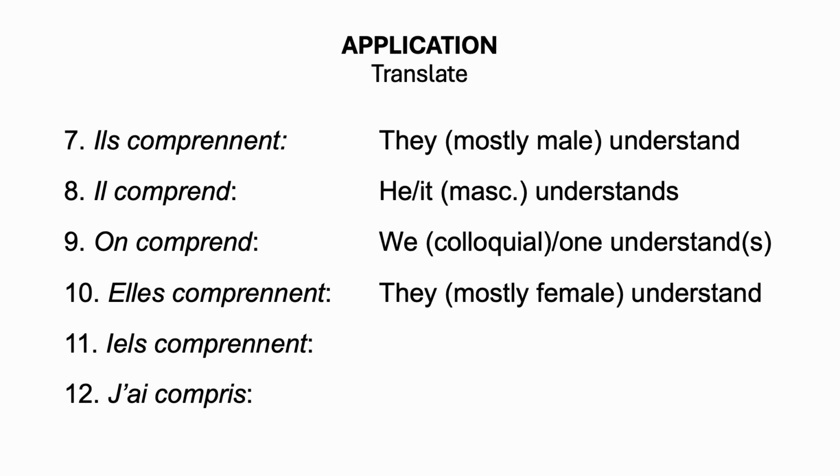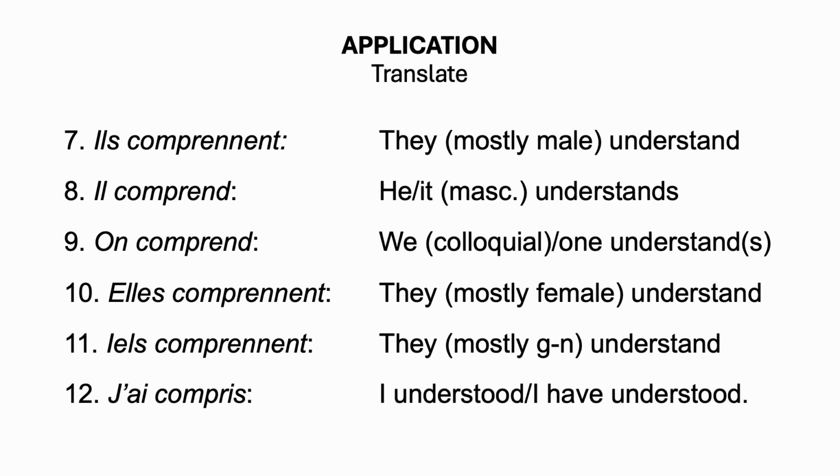11. Iels comprennent. Répétez, iels comprennent. So here they're referring to mostly non-binary identifying people. Okay, so they understand. And 12. J'ai compris. Okay, so j'ai compris, which means I understood or I have understood. And here's an example of the elision of the E with je, okay, in front of a vowel.